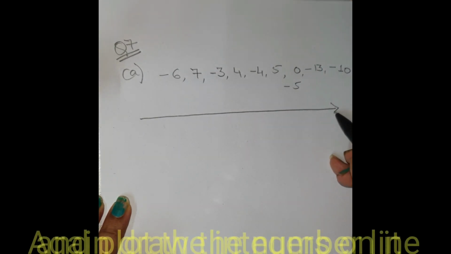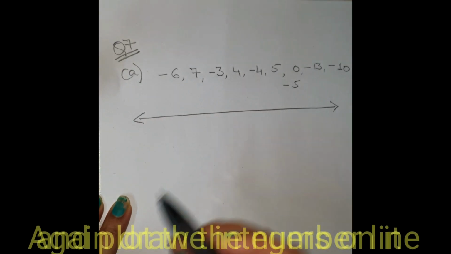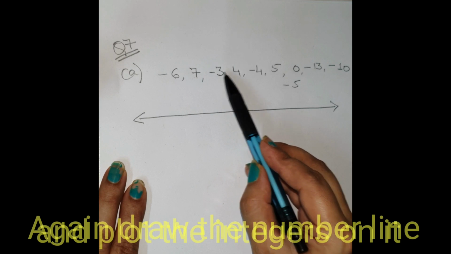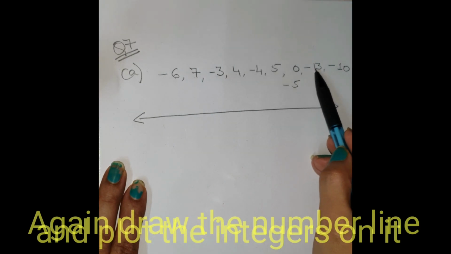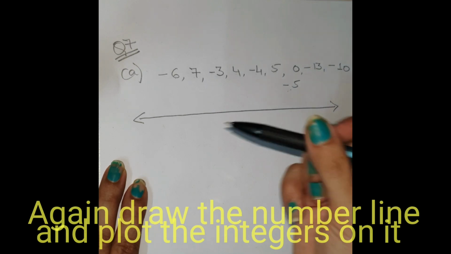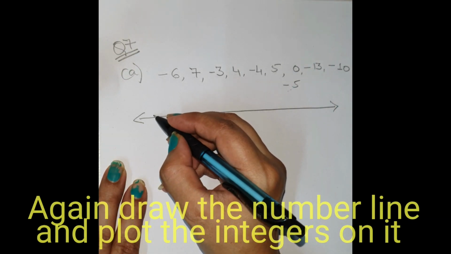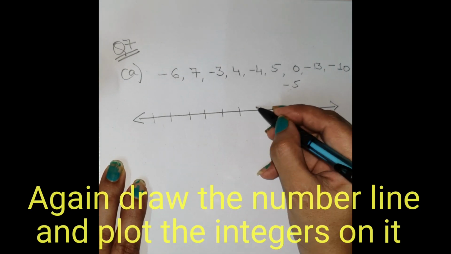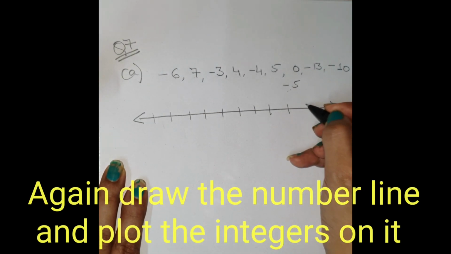So first of all, I have drawn a number line. Now I will be counting how many numbers are there. So 1, 2, 3, 4, 5, 6, 7, 8, 9, 10. Total 10 numbers are there in the given series. So I will divide my line into 10 parts.